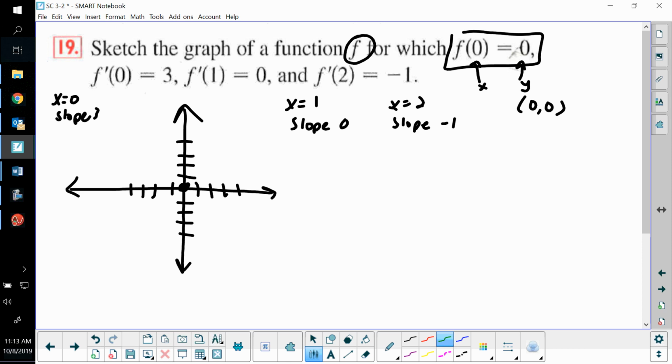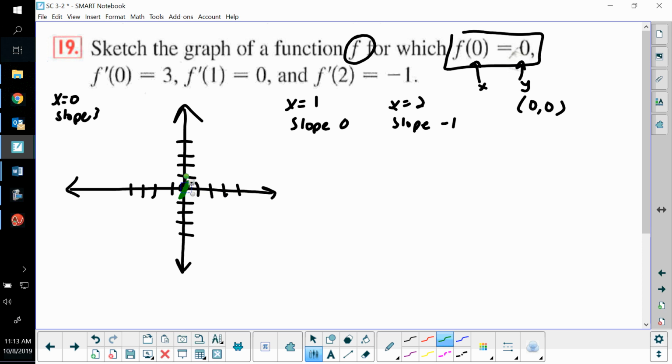So at x equals 0, we want a slope of 3. So you've got to use your scale and envision what a slope of 3 looks like. We want to draw a little segment right here so that it's got the slope of going up 3 and over 1. So up 3 over 1 would look something like that. Because if we extended that, that would go up to the point (1, 3). And we'll just leave that there for a second.